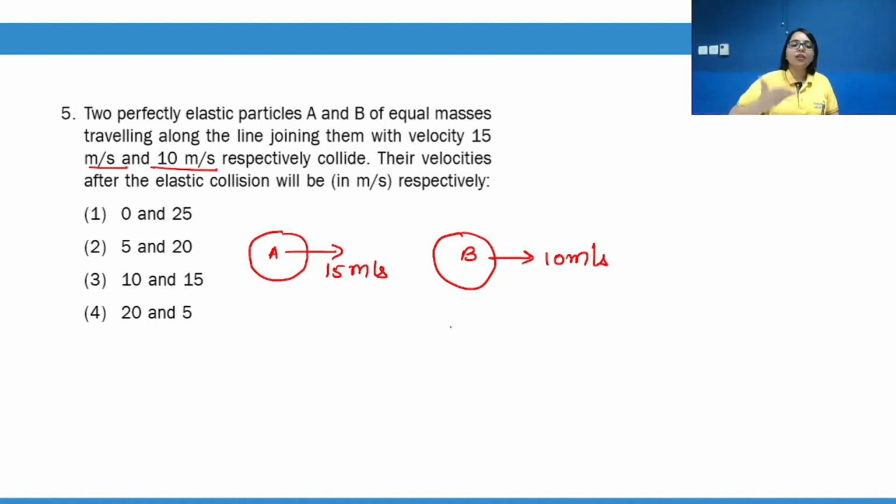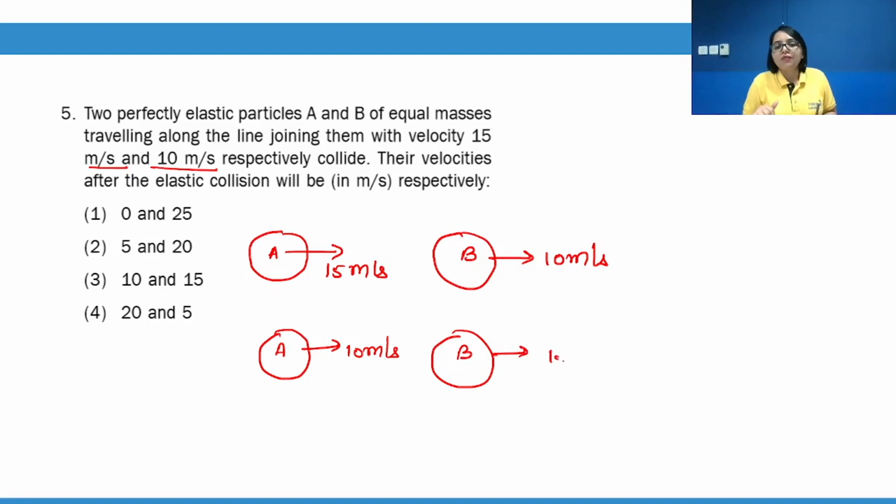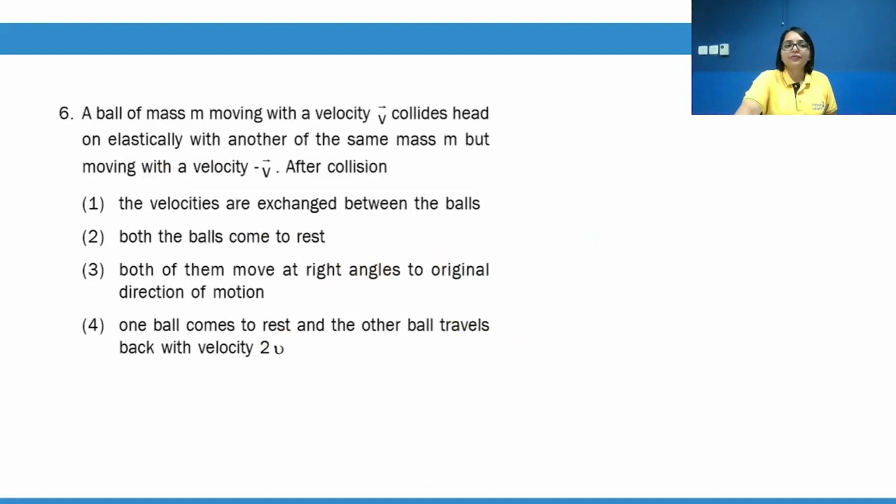So again, after collision they'll exchange their velocity, and velocity of A after collision will be 10 meter per second and velocity of B after collision will be 15 meter per second. So correct answer is option 3, 10 and 15.